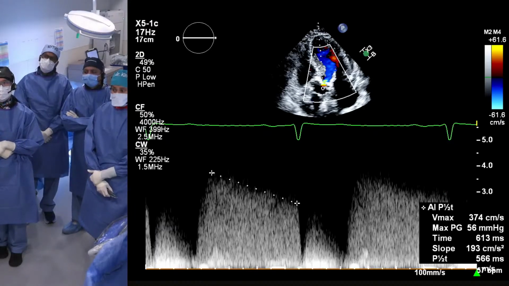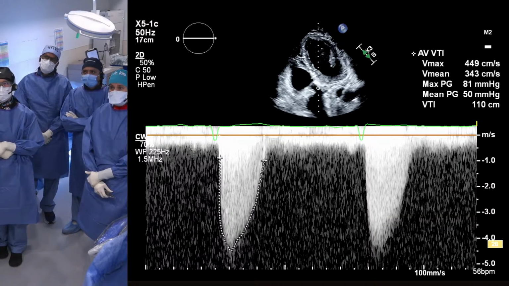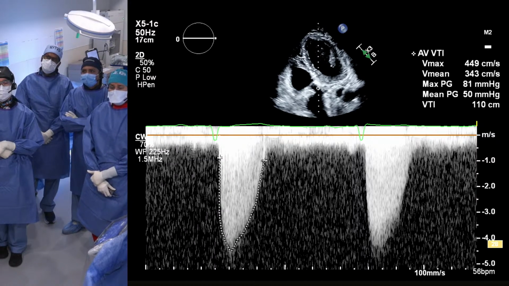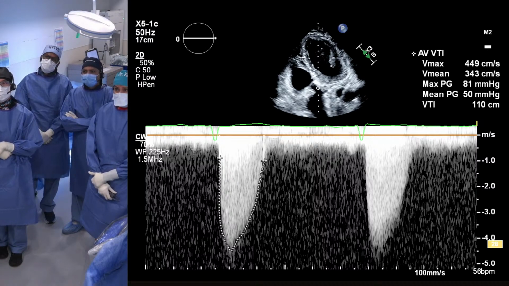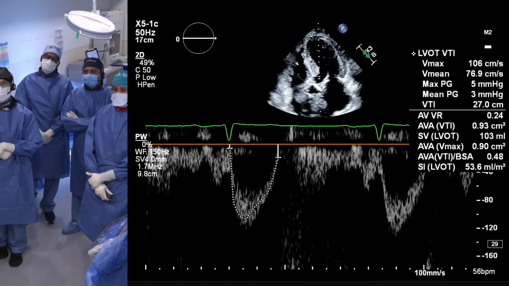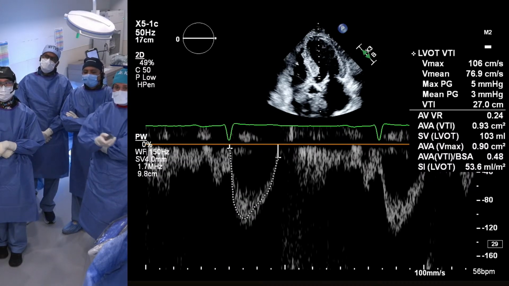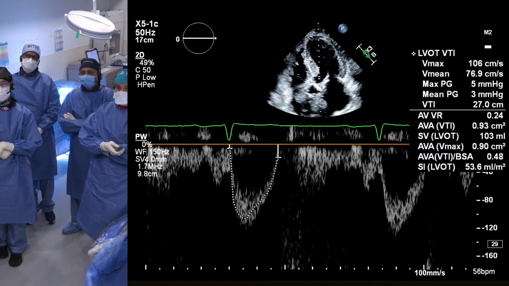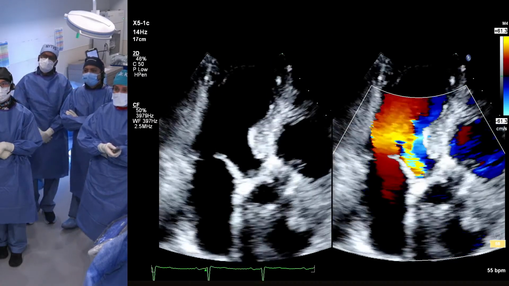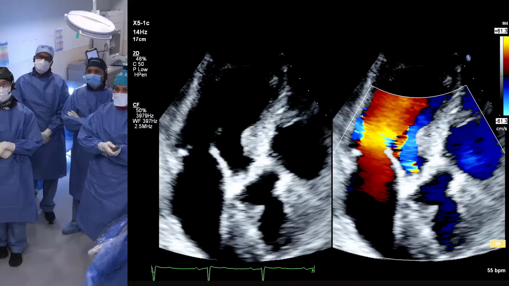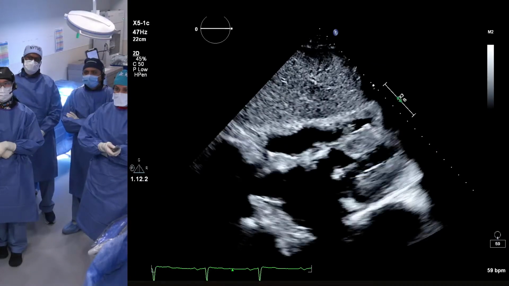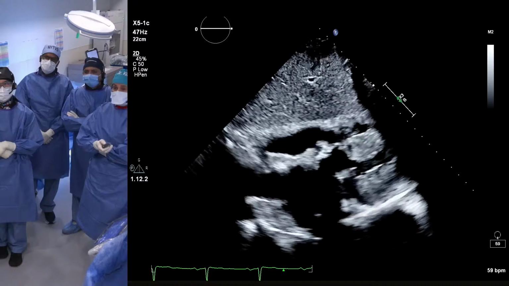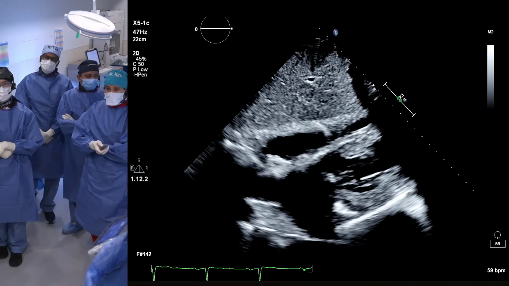Pressure half-time 374, consistent with moderate. As you can see here, very high gradient, peak velocity through the aortic valve of 4.5, mean gradient of 50 that we got today. And as you can see here, the aortic valve area 0.9 centimeter squared, severe aortic stenosis with moderate AI, mild MR, 3-chamber view, and no pericardial effusion. Thank you. Normal RV function too. Okay, let's go back to the slides.